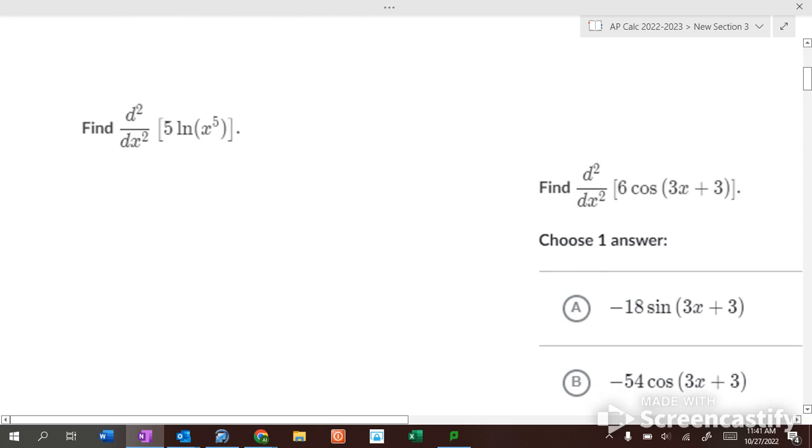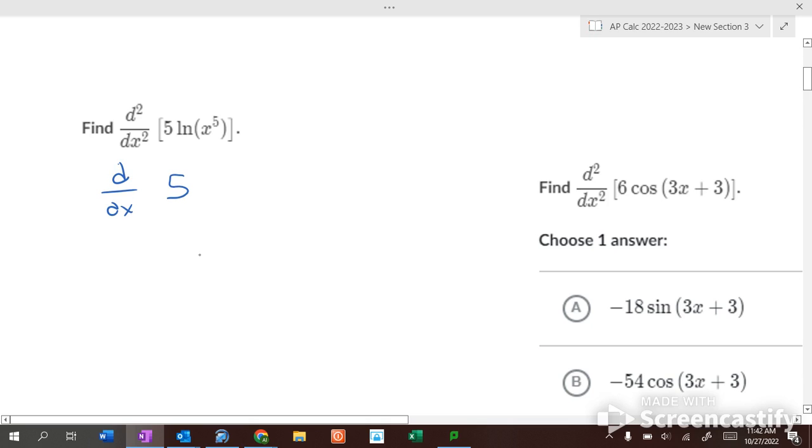Okay, this is the notation for second derivative. A lot of times it's d squared y dx squared. Basically it says take a second derivative of that bad boy. Well, what's the first derivative? d dx of that bad boy.